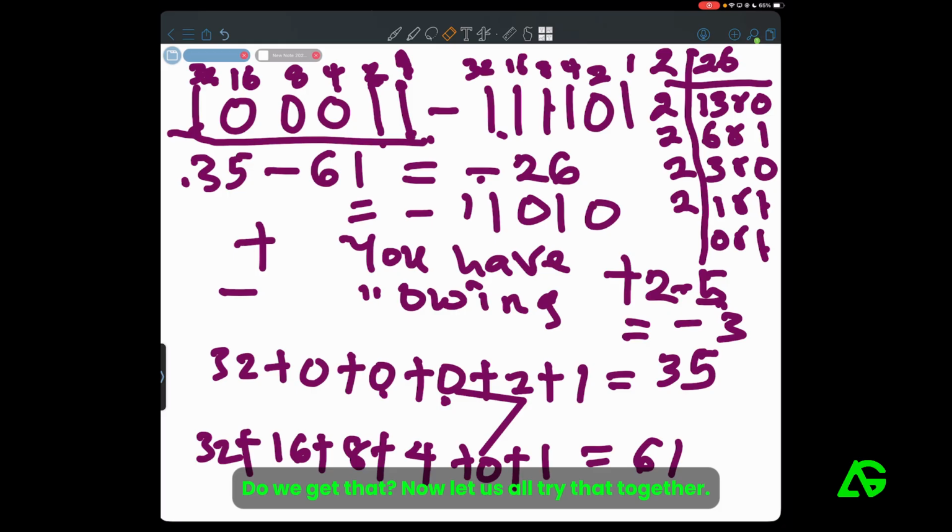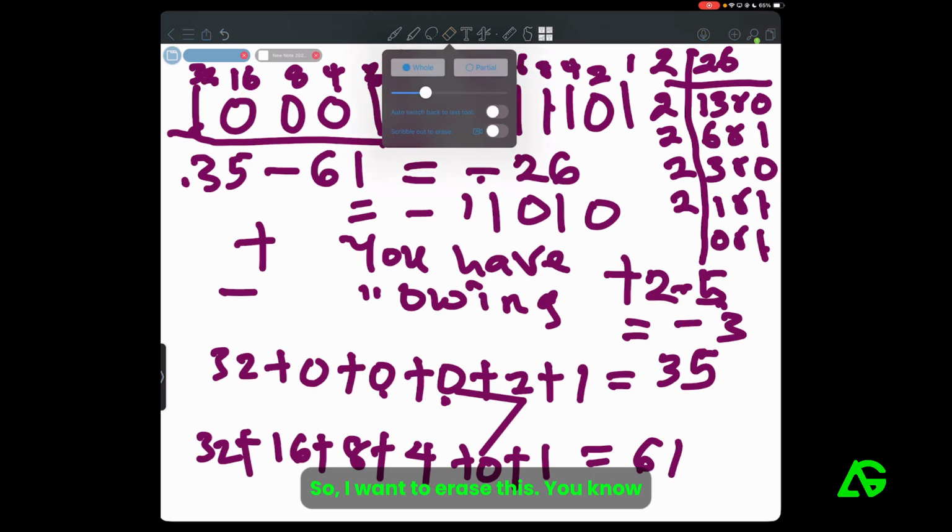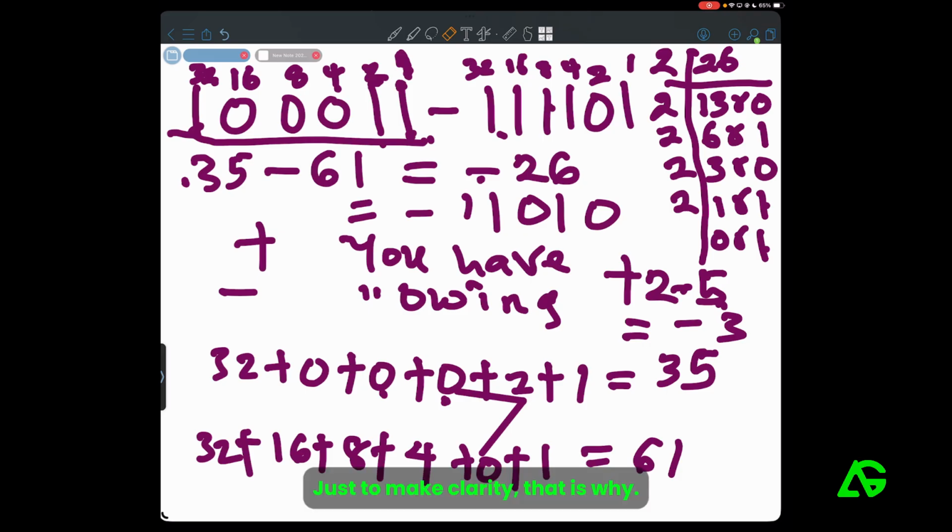Do we get that? Now let us all try that together. So I want to erase this. We try not to digress from what we are here to cover. So pardon me for that. So, just to make clarity, that is why.